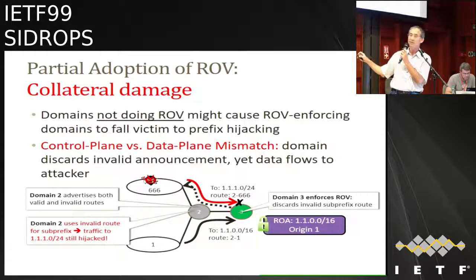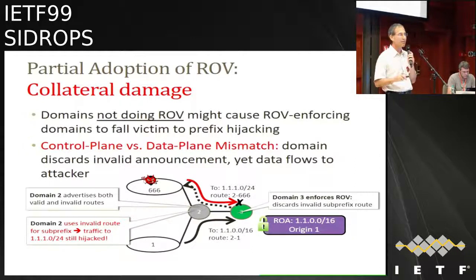Therefore, although with domain 3, RPKI does solve the sub-prefix attack, don't misunderstand me, here it does not, because we have a domain on the way which does not enforce, and therefore when the traffic reaches domain 2, it would be misrouted and sent to the attacker. So the attack still works, although domain 3 is adopting ROV.